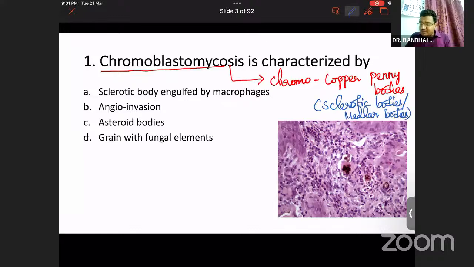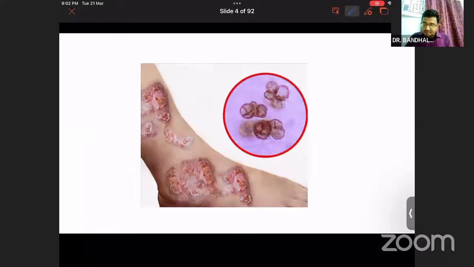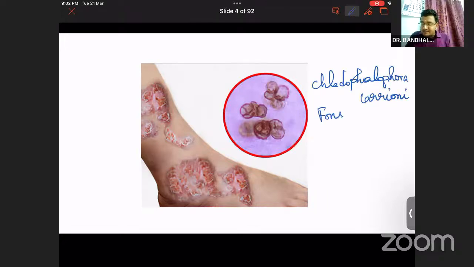From the image itself, you can make out there are multiple brown colored round structures. Here it is engulfed in a macrophage. So the answer here is sclerotic body engulfed by macrophages. This is the correct answer. We will see in which conditions the other options come. Chromoblastomycosis is caused by Cladophialophora carrionii and Fonsecaea pedrosoi.